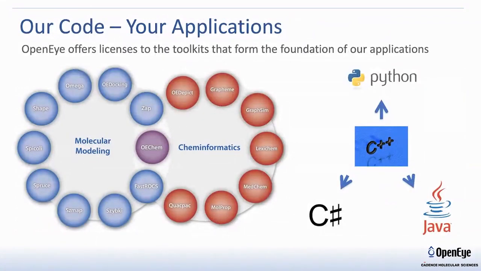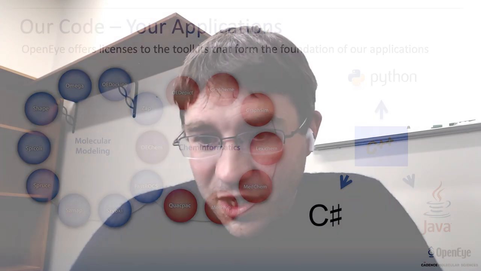And of course, I've tried to weave in the themes of our toolkits throughout today's applications-driven overview of our products, but it's important to note that all of the code that underlies our applications ultimately arises from our toolkits. And all of our toolkits for molecular modeling and for cheminformatics are available for licensing, and they come in C++, Python, C#, and Java.